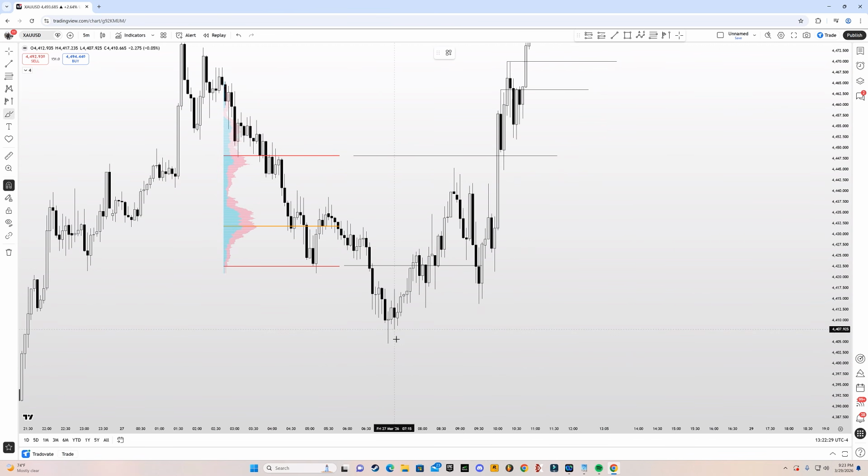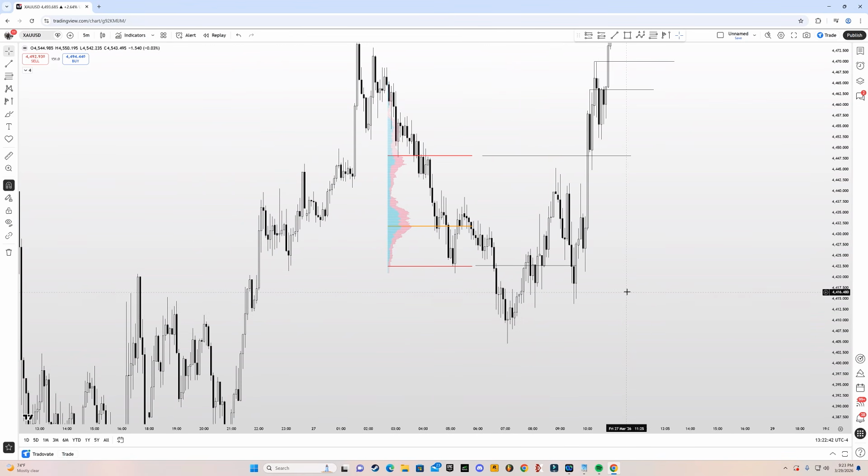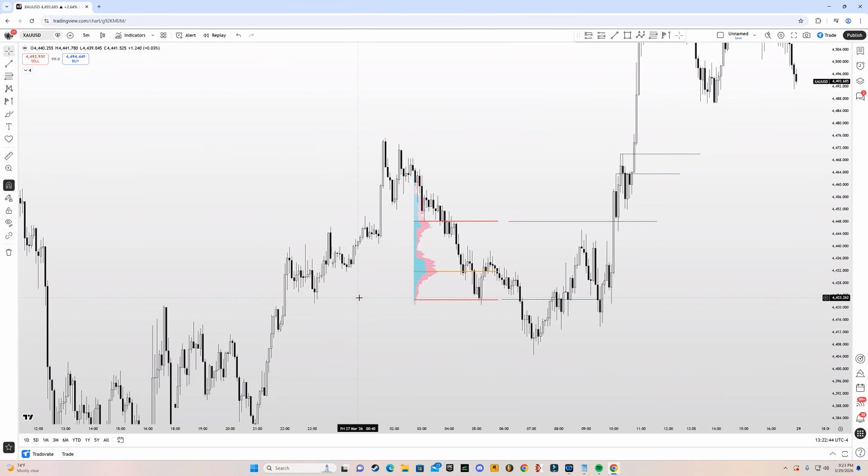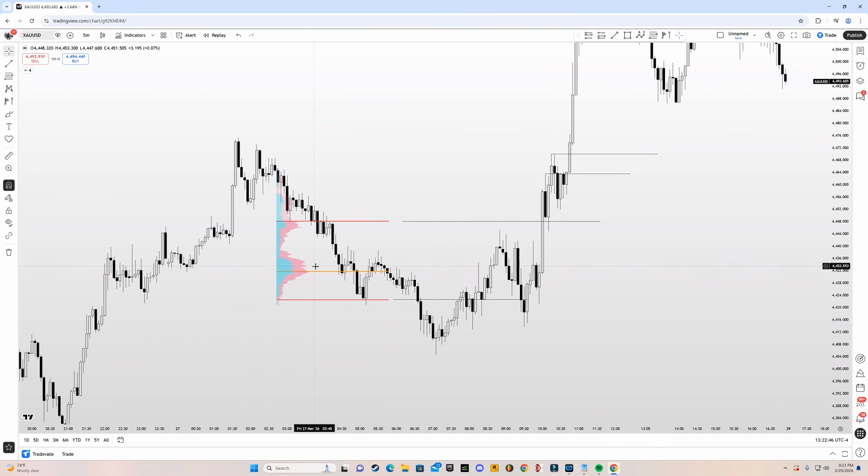Now, what if I told you that there is a way to enter somewhere around here, or here as well? And that is by using the absorption and follow through model. I'm going to go over that later on in the video. That's exactly what the volume profile is: it shows you the volume. This is the highest peak. This is the lowest volume, and anything below the value area low is lowest, and anything above the value area high is lowest.